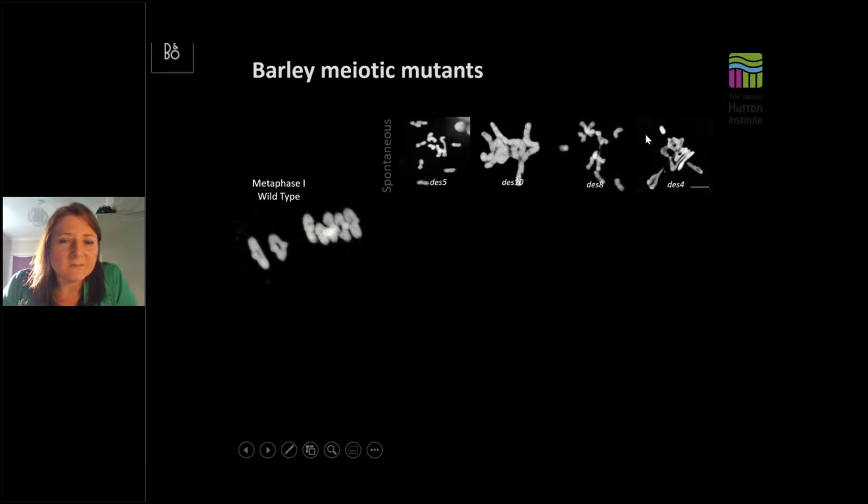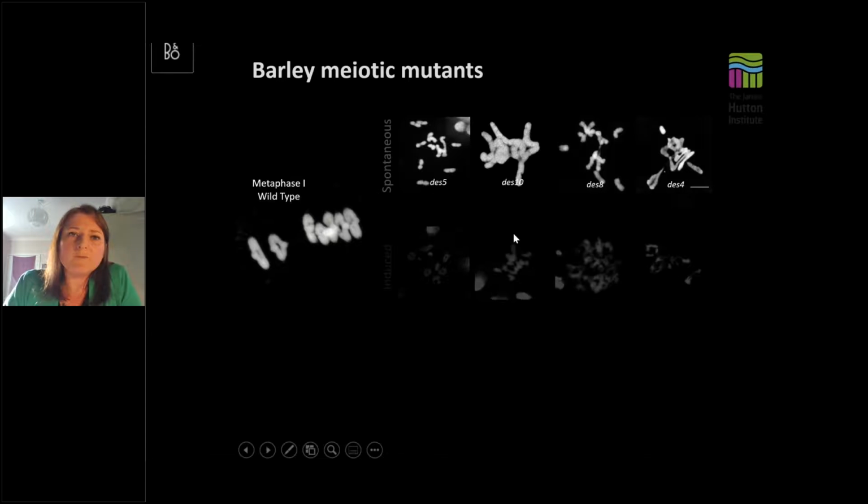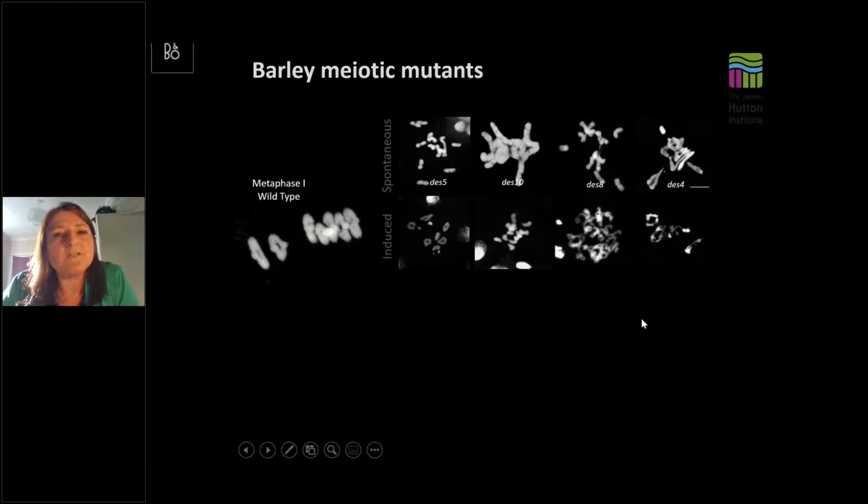There are less than 20 of them, so it's not very many to really tackle meiosis, if you consider there are about 100 genes involved in it. So we've been doing something else. We've been inducing mutations, and we've used either RNAi or CRISPR.